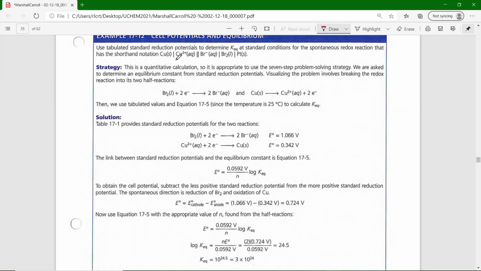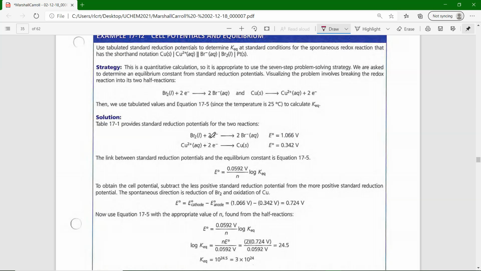Here we have a shorthand notation. We're going to get E naught cell, then we're going to get KEQ. Let's also get delta G naught. Let's put that in. It wasn't asked for, but let's push the limit a bit here. Standard conditions, I'm going to assume 298.15 Kelvin.